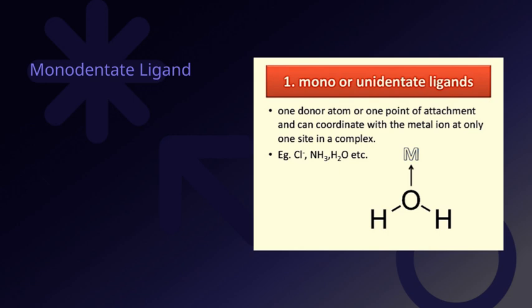The key point here is that because they bind through a single atom, the overall structure and stability of the complex can depend heavily on that single point of attachment. When we connect this idea to the broader theme of ligand behavior, monodentate ligands highlight how even simple molecules can significantly influence the properties and geometry of metal complexes. Understanding these ligands helps us grasp how coordination compounds form and function in various chemical contexts.